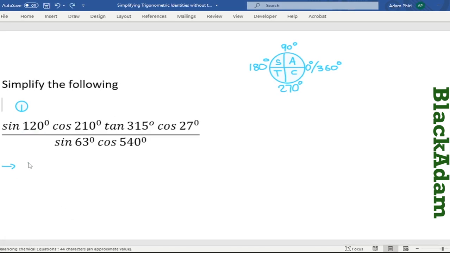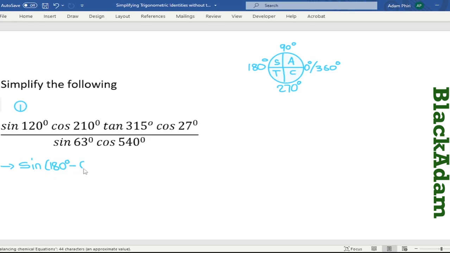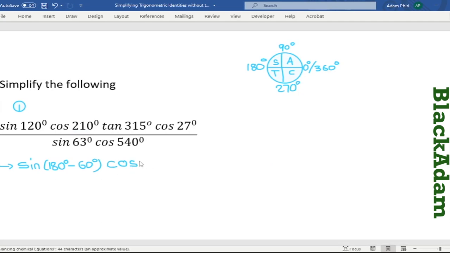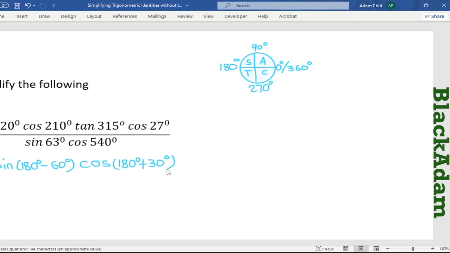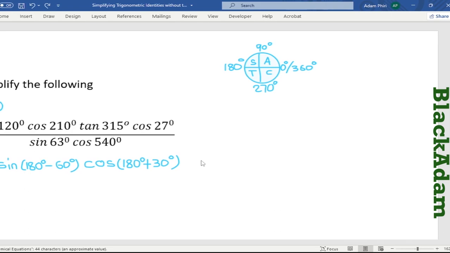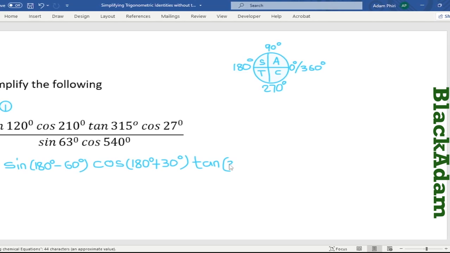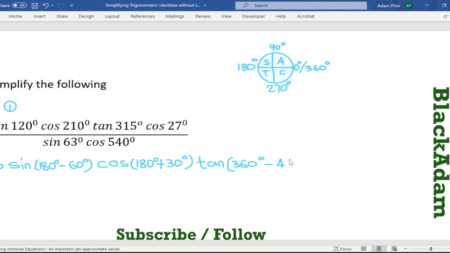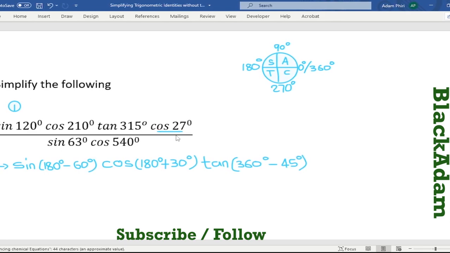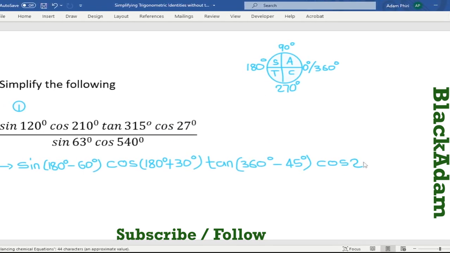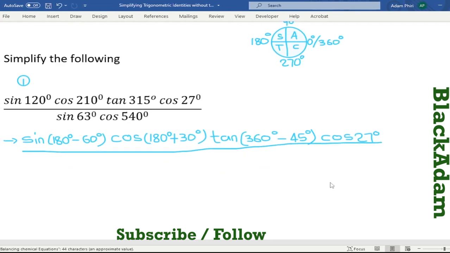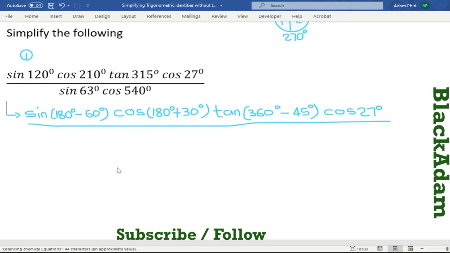Sine 120 degrees is equivalent to sine of 180 degrees minus 60 degrees, and then cos 210 will be equivalent to cos of 180 degrees plus 30 degrees. And then, before going to cos, let's go to 315. So 315 will be equivalent to 360 degrees minus 45 degrees, and then cos 27 degrees, we leave it like that. And then we are done with the numerator.